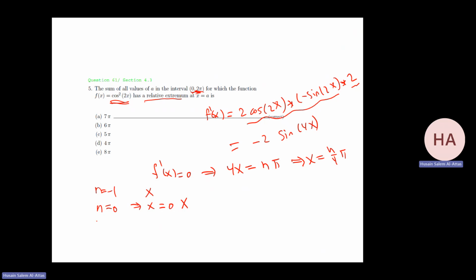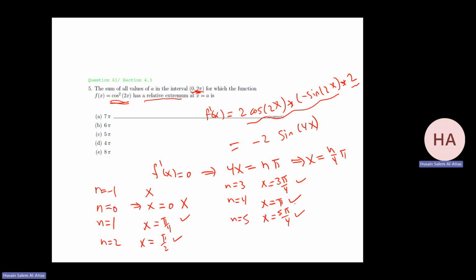Okay. N equal 1, I have x equal pi over 4 included. N equal 2, I have x equal pi over 2 included. N equal 3, x equal 3 pi over 4 included. N equal 4, x equal pi included. N equal 5, 5 pi over 4 included. Okay, 3 pi over 2, n equal 7. N equal 8, 2 pi, not included, and so on.